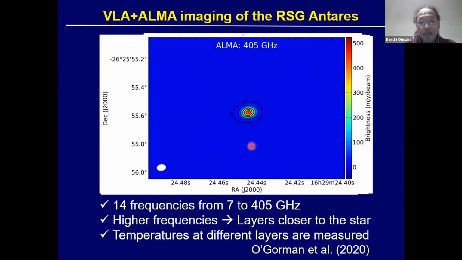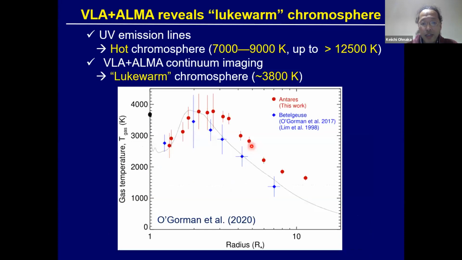And as we have seen, the beam size is only slightly smaller than the star, so we cannot see detailed structures of the surface. Nevertheless, we can derive temperature at different layers, which is shown here. The x-axis is the radius from 1 to 10 stellar radii, and the y-axis is the gas temperature. The red symbols are for Antares, and the blue symbols are for Betelgeuse. And they both show a similar trend.